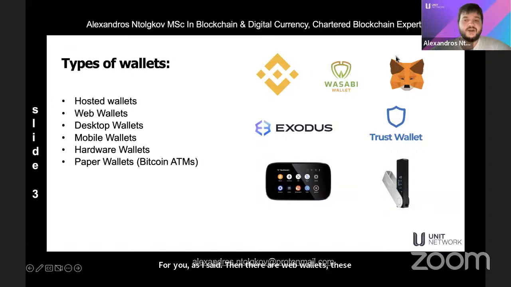We can see here the Fox and Exodus. These are wallets that you can use basically on your browser, and they are the easiest to use. They are free to open. We're going to open one afterwards for you to see.